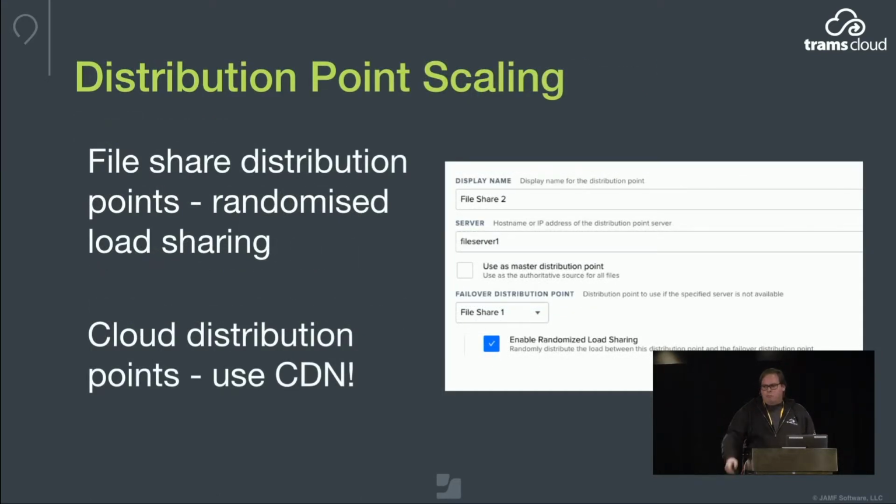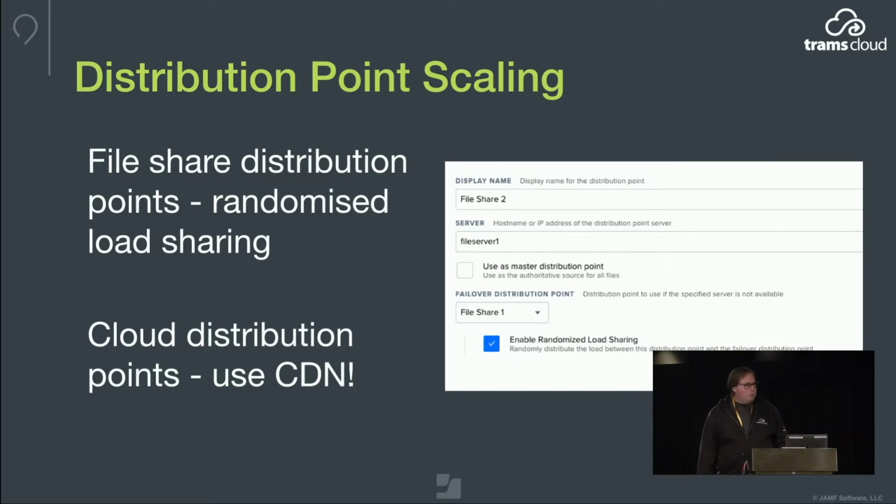Like I said, randomized load sharing for file share distribution points is great. If you're using file share distribution points, make sure you have HTTP enabled. So if you're on Windows, put IIS on the box and have it reshare that over HTTP. If you're on Linux, then you can use any web server. We use Nginx because it's quite good at things like that. HTTP does resumable downloads, which is really handy. Stops your distribution points being hit so much.